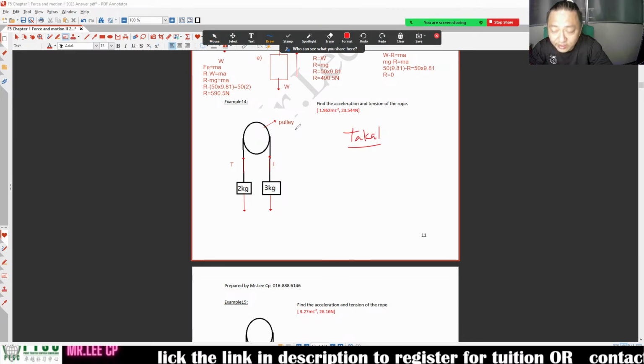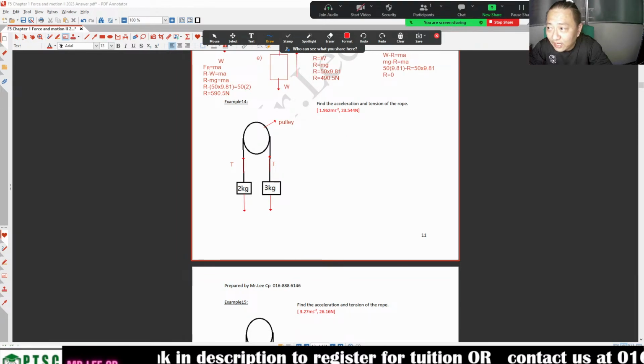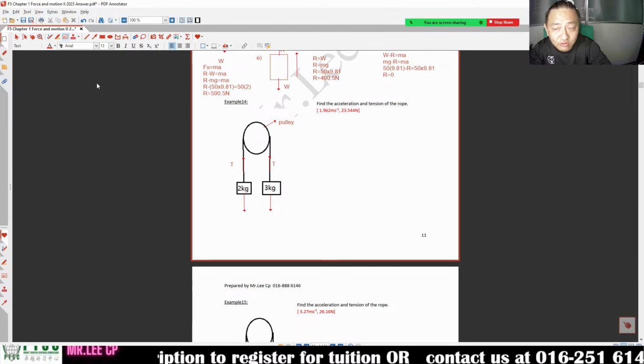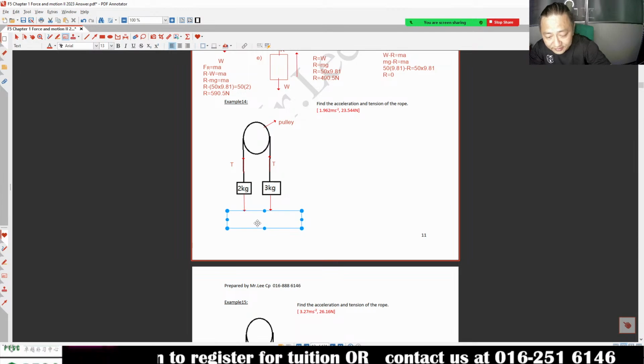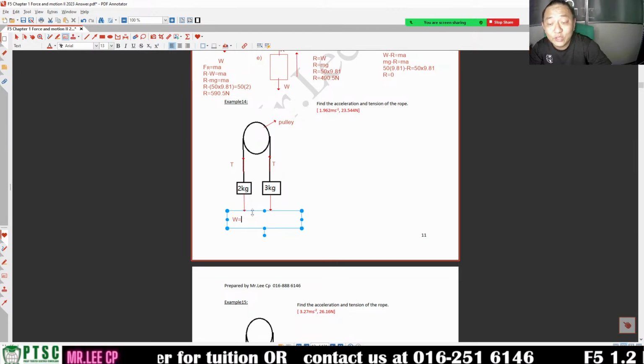This one is the pulley. Now we are going to have some force here, right? So we have the force here. This one is called weight. This weight we can calculate first, if you want.